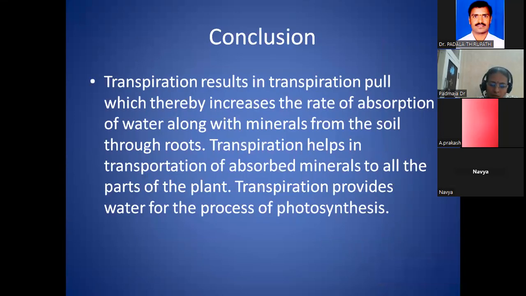If you see the conclusion part of our topic, transpiration results in transpirational pull, which increases the rate of absorption. When the transpiration is more, the rate of absorption of water increases, and along with it minerals are also absorbed more from the soil through roots. Transpiration helps in transportation of absorbed minerals to all parts of the plant. And transpiration provides water for the process of photosynthesis.